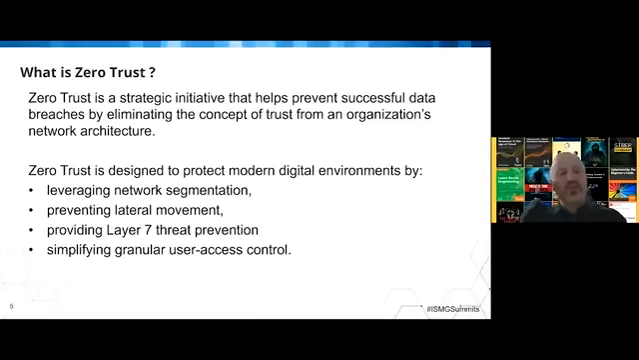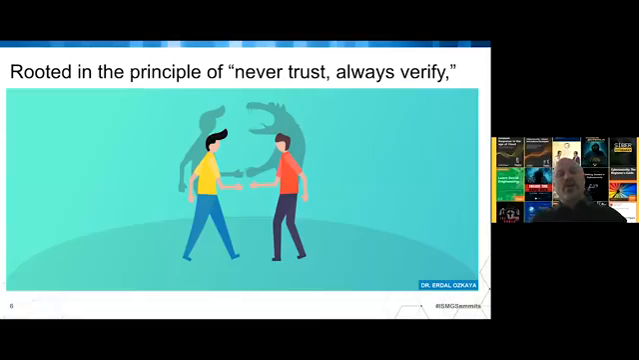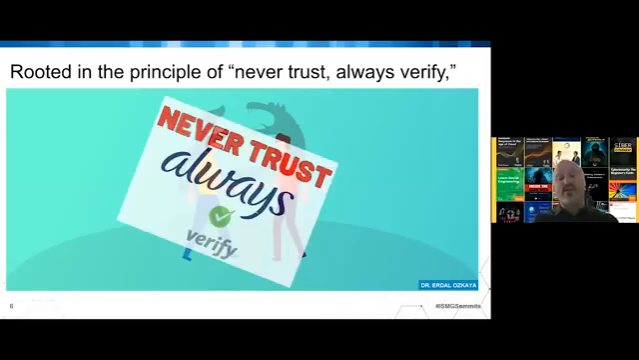I guess you all know what Zero Trust is. It is a strategic initiative that helps prevent successful data breaches by eliminating the concept of trust from organizations' network architecture. Zero Trust is designed to protect modern digital environments by leveraging network segmentation, preventing lateral movements, and of course, providing layer 7 threat prevention with simplifying granular user access controls. I'm pretty sure you all heard that it is rooted in the principle of never trust, always verify.